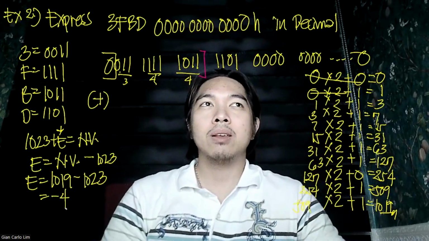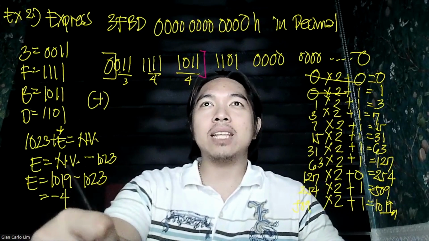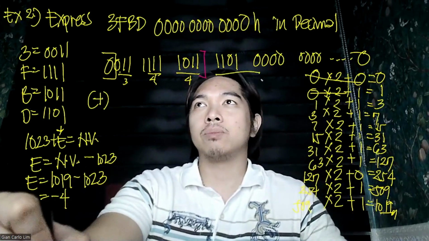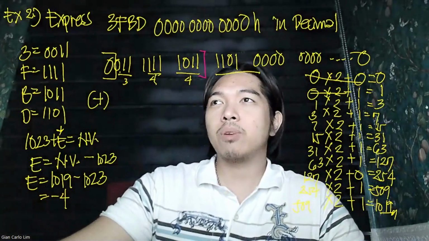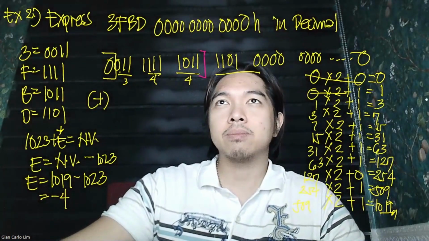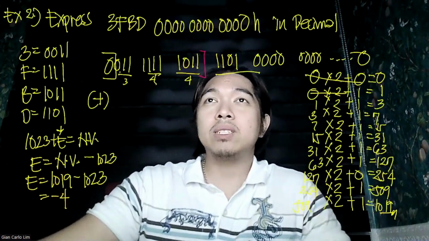Okay. So negative 4 ang E natin, ang mantisa natin ay ito. Okay. So what's the next step? Pahin natin to, may space. So mantisa is 1101. Okay.